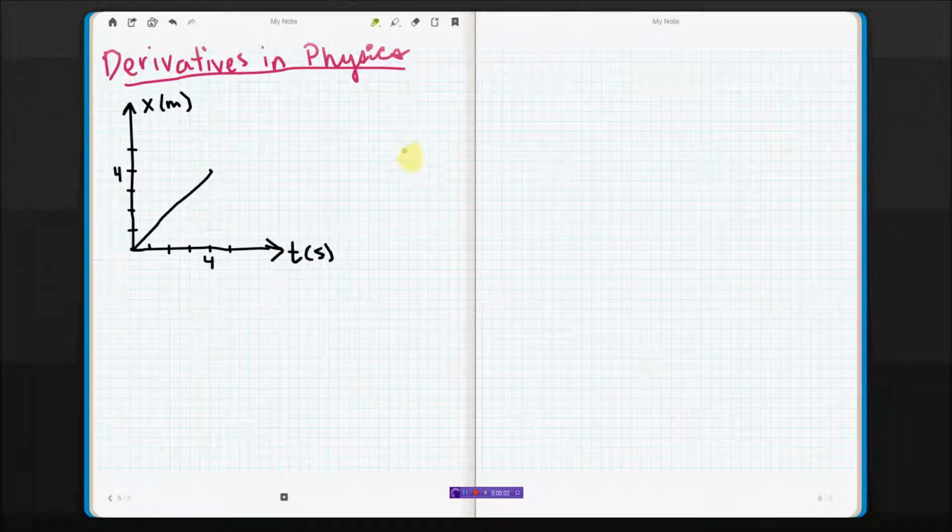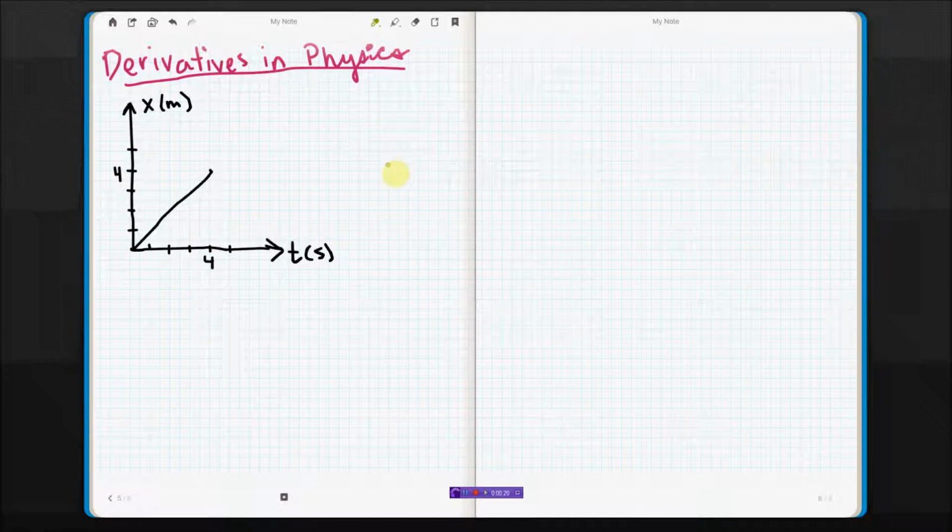Okay, so yesterday we learned about derivatives and integrals, and that's all very well and good. Maybe it'll help you in calculus, but why do we care for physics? So we're going to look very quickly at probably the most important thing about derivatives in physics. And we're going to start with a graph.